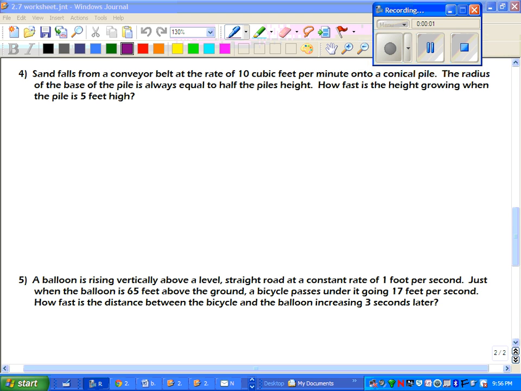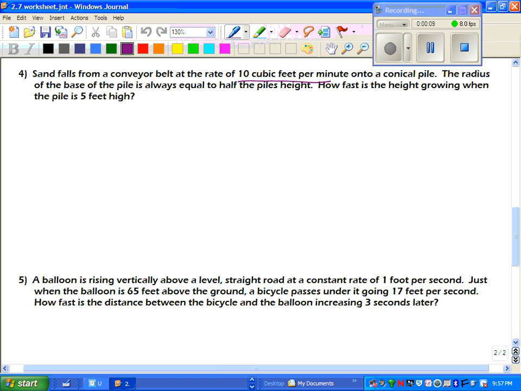All right, number 4, another cone problem. Sand falls from a conveyor belt at a rate of 10 cubic feet per minute onto a conical pile. So 10 cubic feet per minute. Cubic feet, again, are a clue that it's going to be change in volume with respect to time. And it's getting larger, so it's going to be a positive rate.